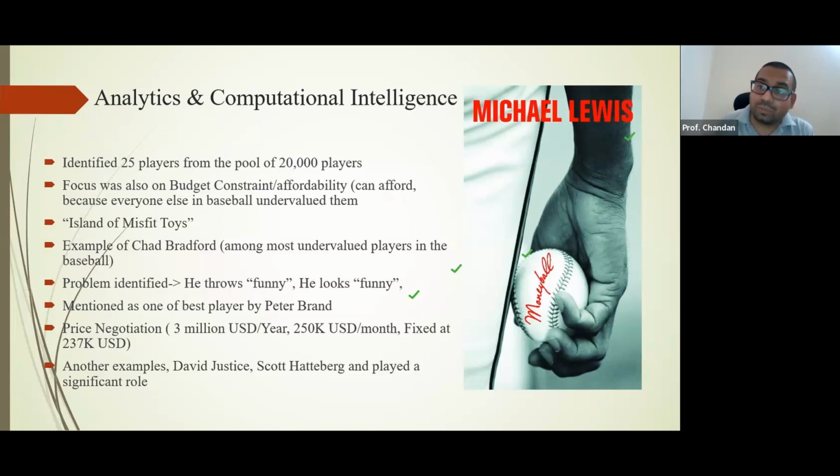In the movie Moneyball also, we saw the codes and algorithms, but the clarity was not there about what exactly the algorithm was. Maybe some insider can give that information. But they are using algorithms. Otherwise, it is not feasible to identify players from a pool of 20,000. They cannot do it manually. Some mathematical model or algorithm they are using.